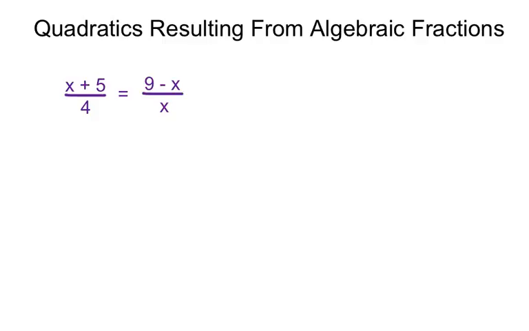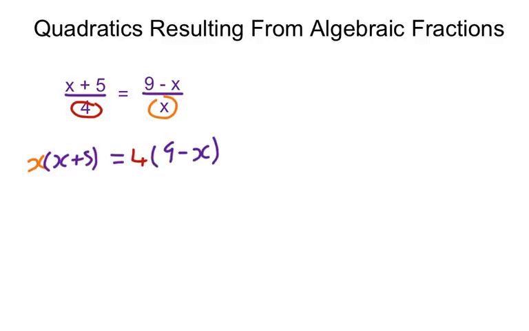Now the way to solve this equation is to multiply both sides by x to get rid of the x on the bottom of this fraction, and to multiply both sides by 4 to get rid of the 4 on this side. So when we do that, we get x times x plus 5 on this side equals 4 times 9 minus x on this side. The reason for that is when we multiply the right hand side by the x, it cancels with the x on the bottom. And when we multiply the left hand side by the 4, it cancels with the 4 on the bottom. So we've cross multiplied to get this.